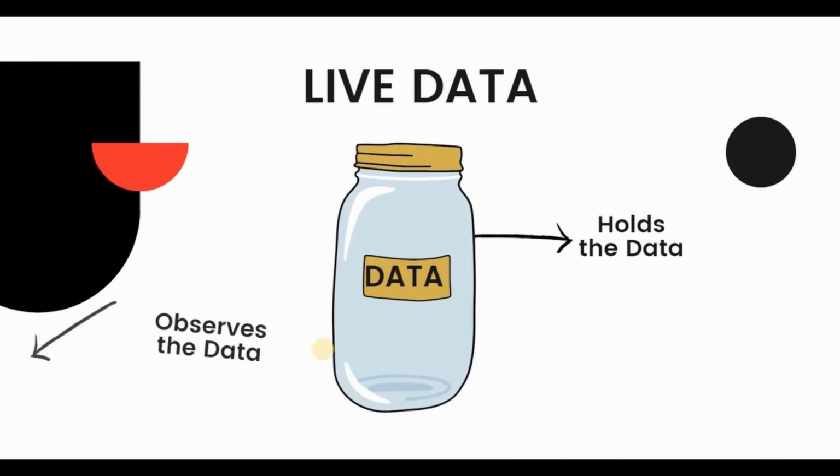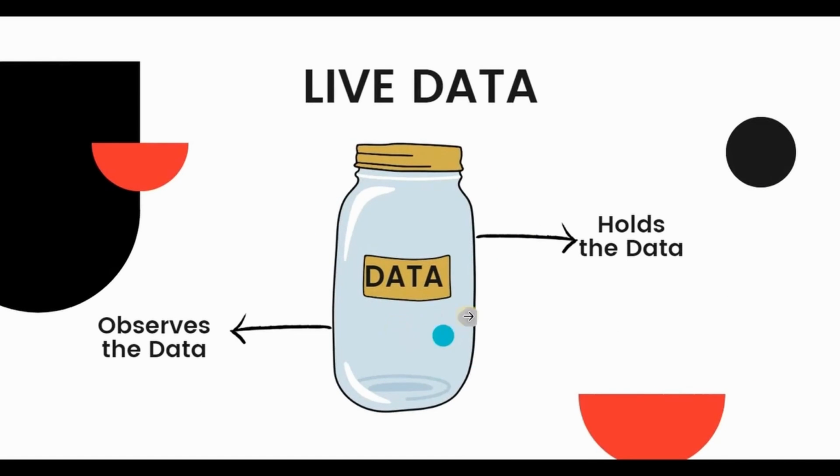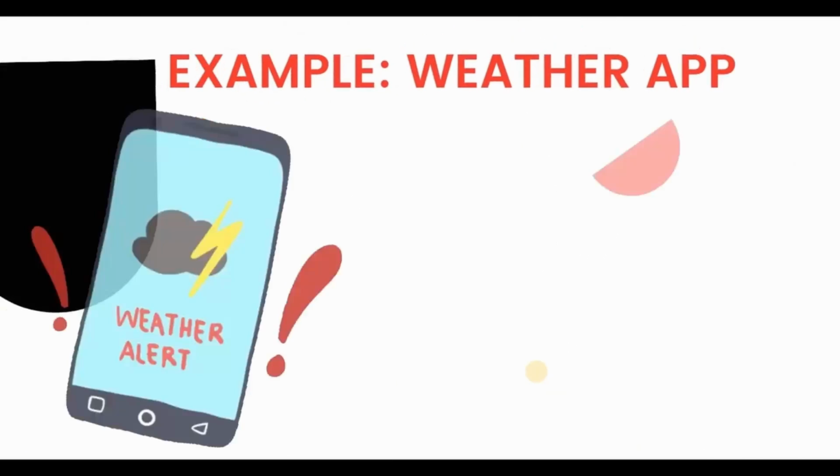In very simple language, LiveData is like a special container that holds a piece of information, and it can let other parts of your app know when that information changes. Let's understand it through an example.